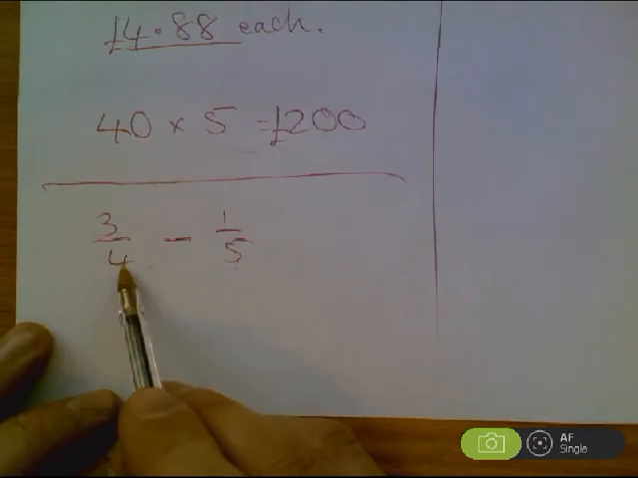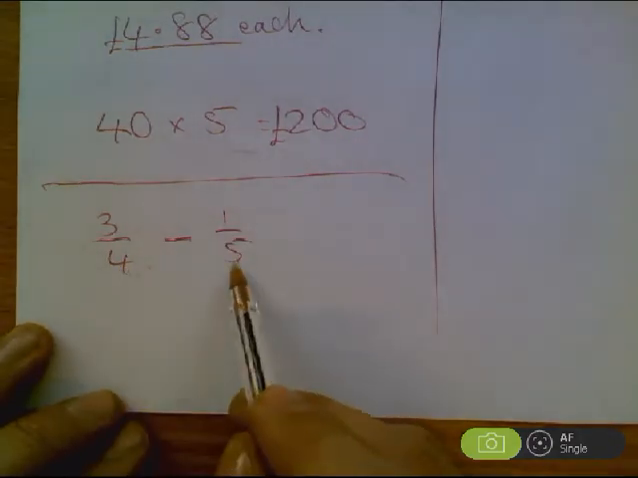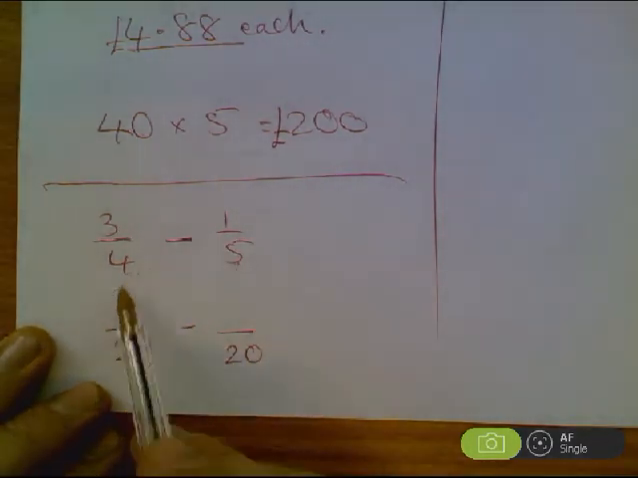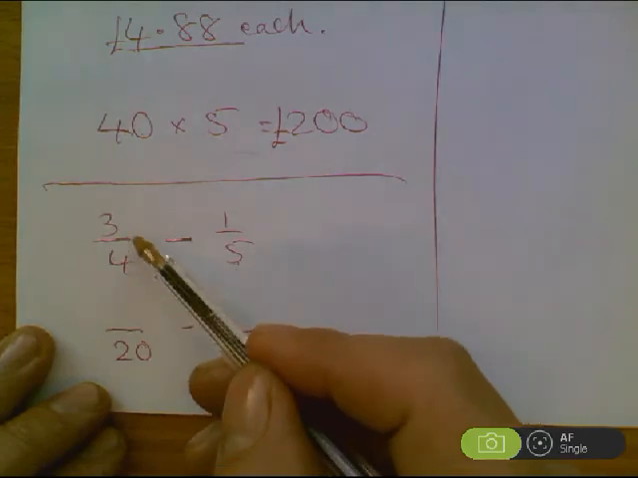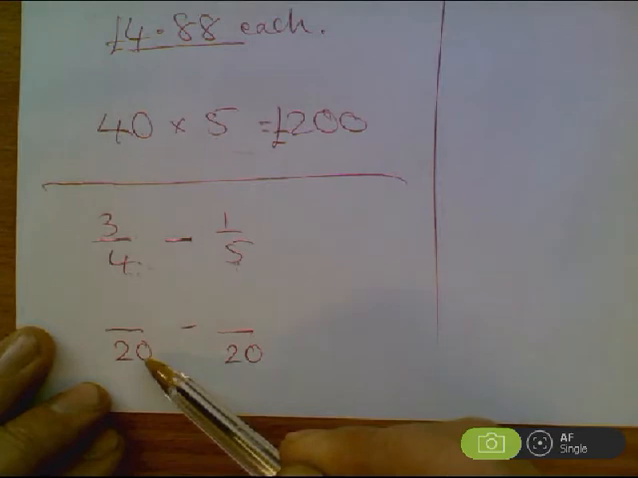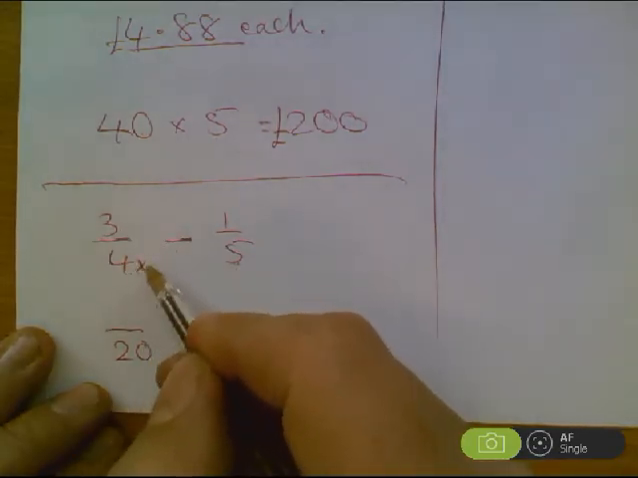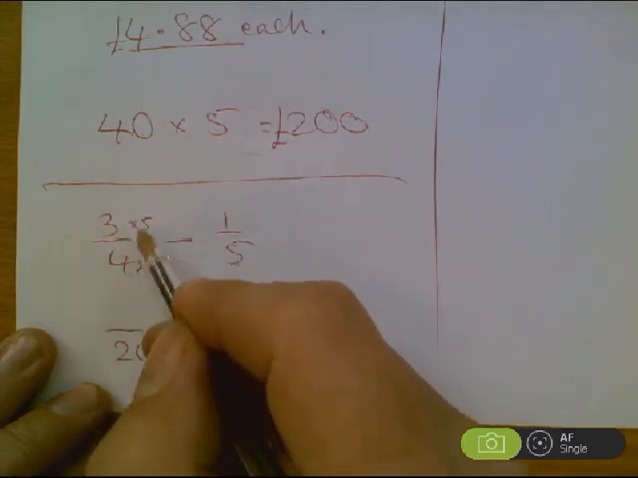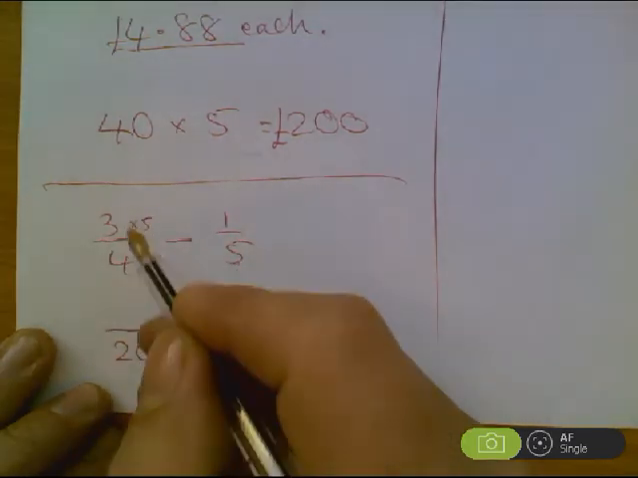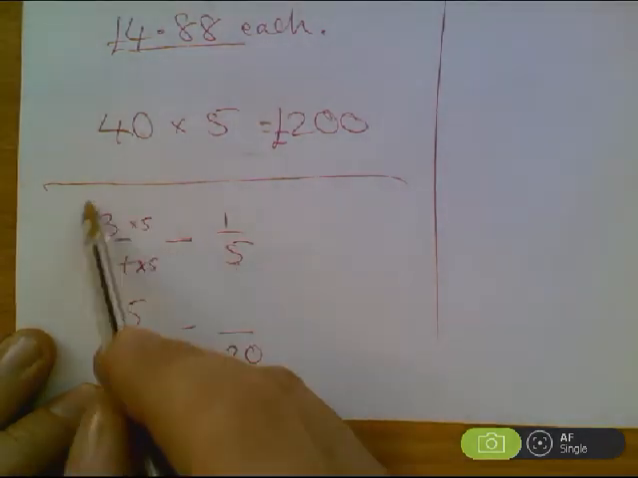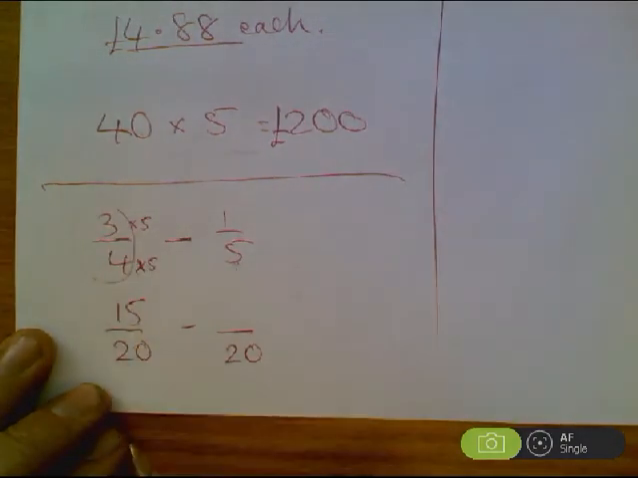So the lowest number I can think of that 4 goes into exactly and 5 goes into exactly is 20. So I'm actually going to change both fractions so they're written in 20ths. So I need a fraction equivalent to 3/4 that has a denominator of 20. So I spot here that I need to multiply the bottom by 5 to get to 20. So I must do the same to the top so that the fraction I get is equivalent to 3/4. So 3 times 5 is 15. So this fraction is equal to 15 over 20.